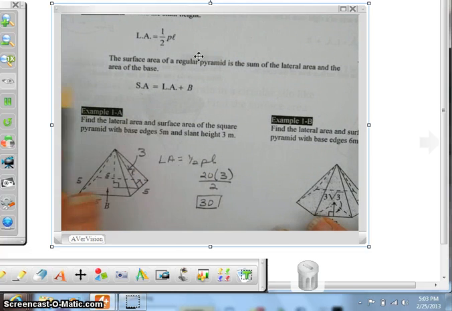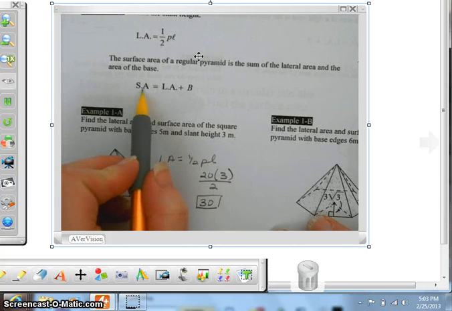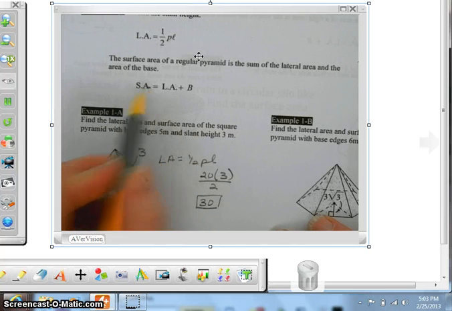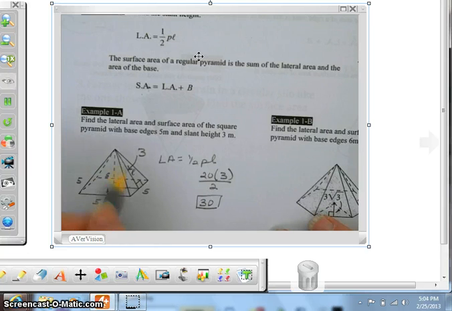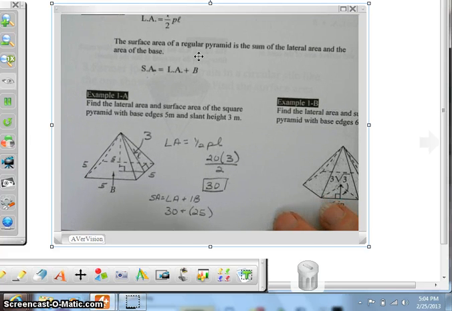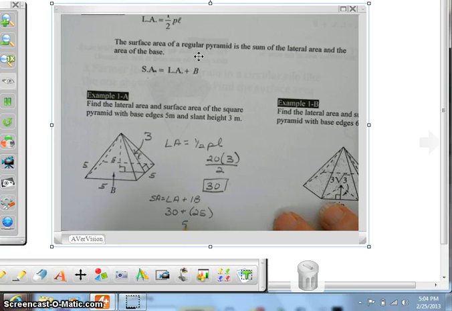Let's go back up and look at surface area. Surface area is the total area of all the surfaces. So that's your lateral area plus 1 base. Your surface area equals lateral area plus the area of 1 base. Your lateral area we already have to be 30, and we're going to add 1 base area to that. The area of the base in this case is a square, so 5 times 5 is 25. So it's 30 plus 25, which is 55.